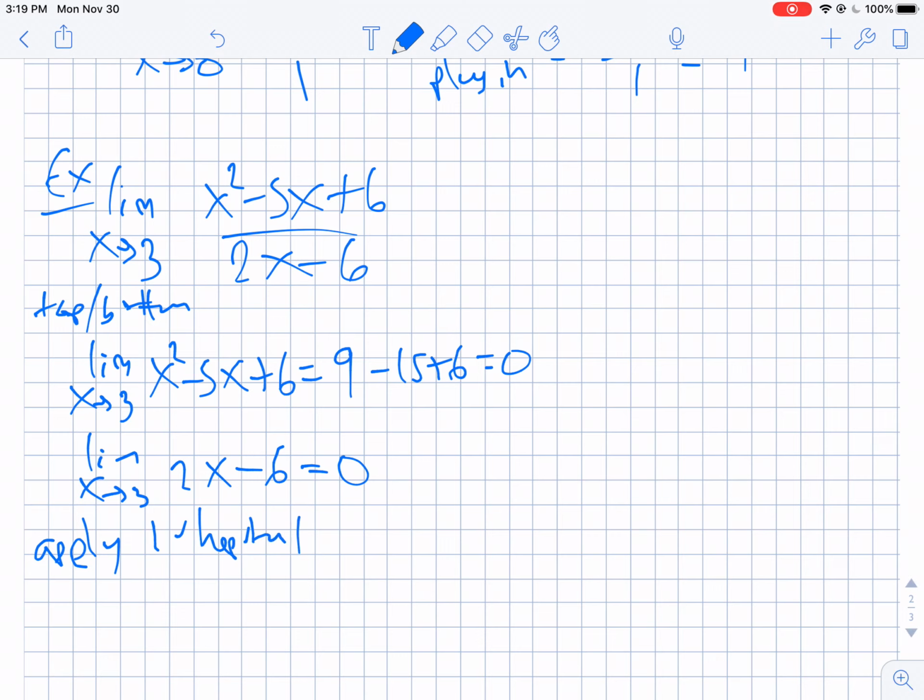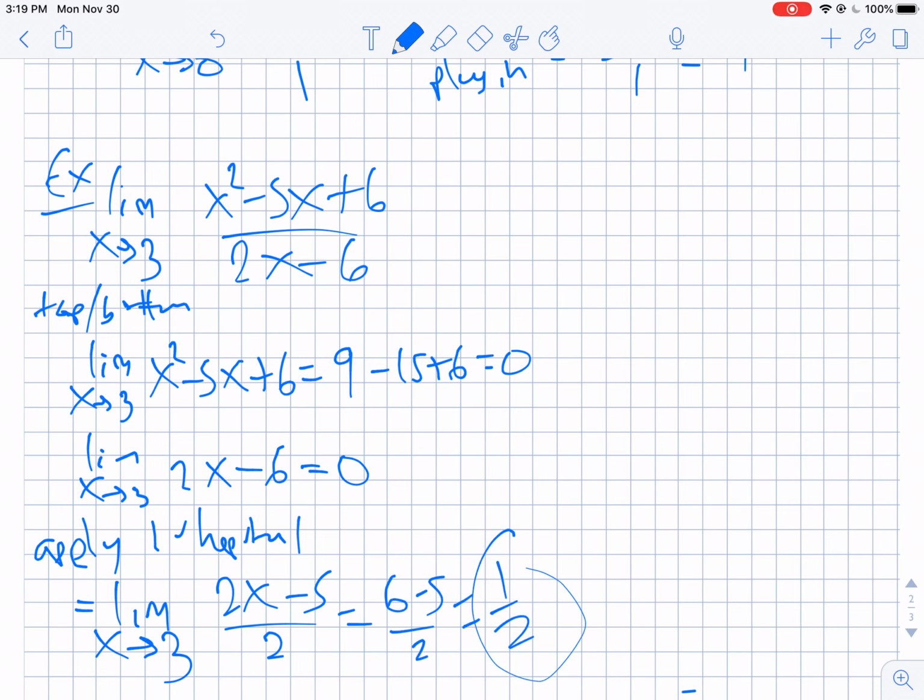So when you apply L'Hopital, this whole limit will equal the limit as x goes to 3. Again, not a quotient rule. I just take the derivative on top, 2x minus 5. The derivative on the bottom is 2. So as I plug that in, I get (6 minus 5) over 2, which is 1/2. And that's my answer. Okay.